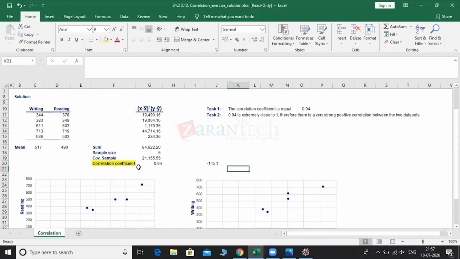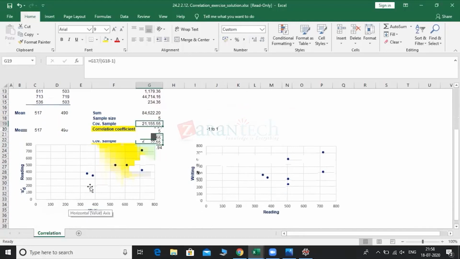Now, how will we interpret this number? Because if you had to interpret a coefficient like 21,155 or 3 crore 71 lakh or whatever number, that becomes very difficult. But this number is easily interpretable if the value is close to 1, or if it is exactly 1. When do you think this will be exactly 1? If there is an absolute relationship between writing and reading.